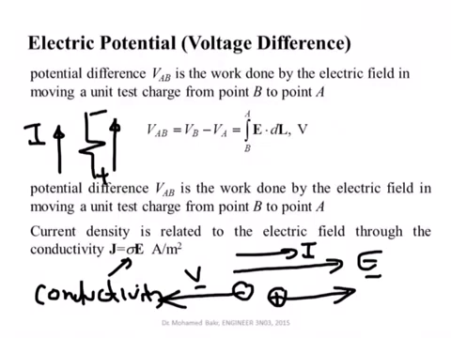Okay, so remember this concept here that J is equal to sigma E, and the potential difference is nothing but the work done by the electric field. Because when we start to use circuits, when we start to talk about resistors, capacitors, inductors, we tend to forget that. The voltage difference is the work done by the electric field, and the current is nothing but the electrons drifting by the electric field.